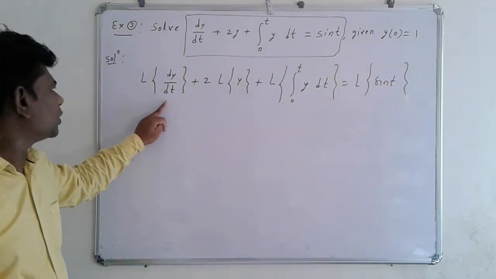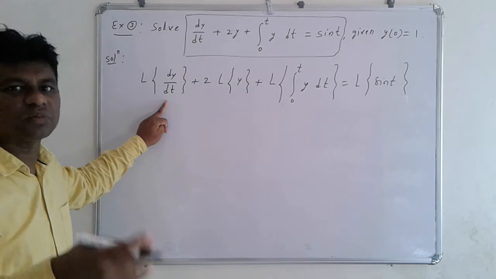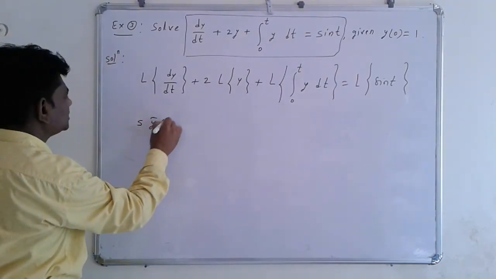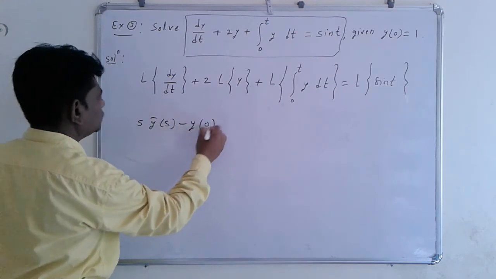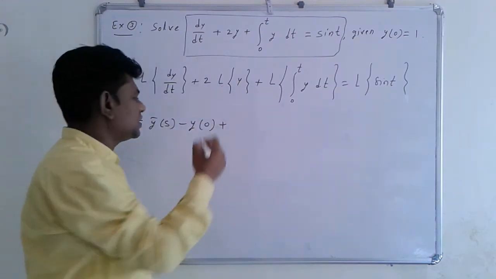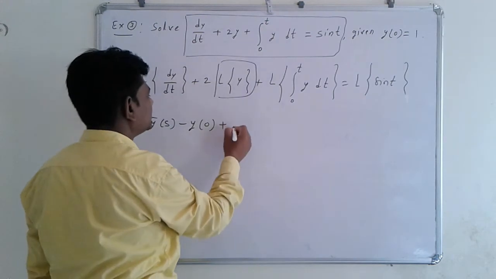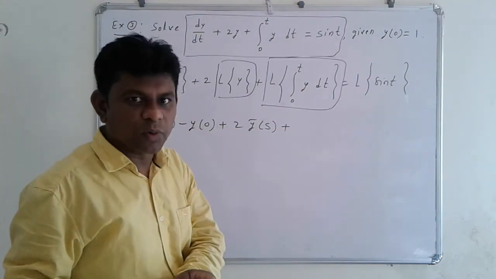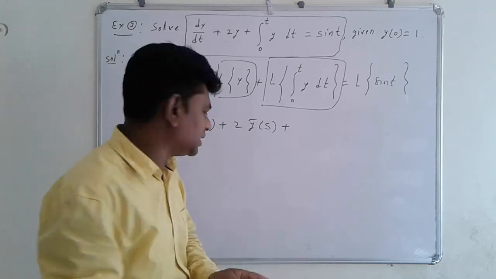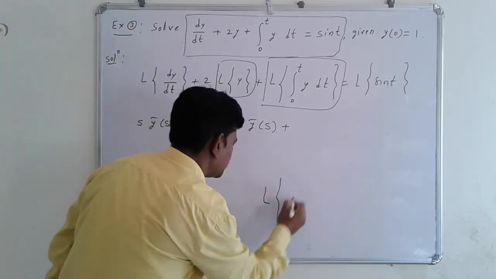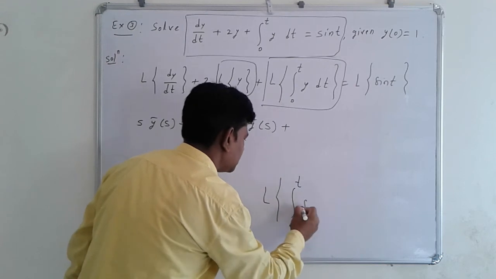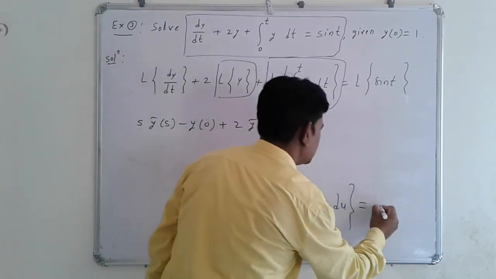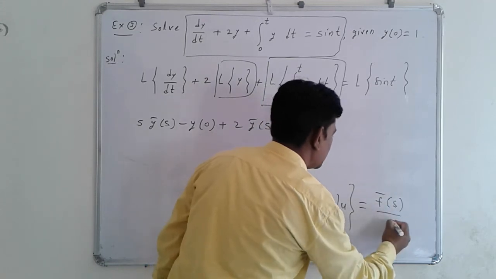Now the Laplace transform of dy by dt, meaning the Laplace transform of y prime, the answer is s times y bar s minus y of 0, plus 2 times the Laplace transform of y, the answer is y bar s, plus the Laplace transform of the integral. We recall the property: the Laplace transform of the integral from 0 to t of f of u du is equal to f bar s upon s.